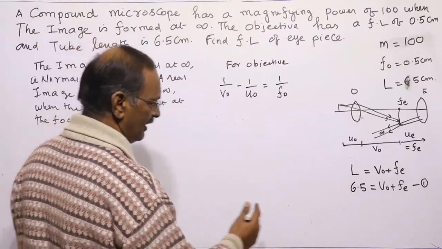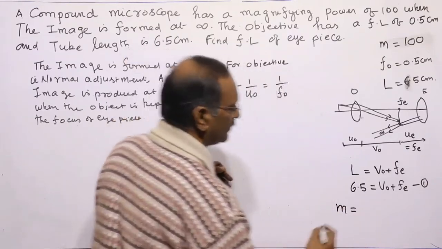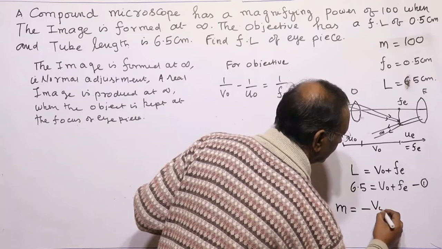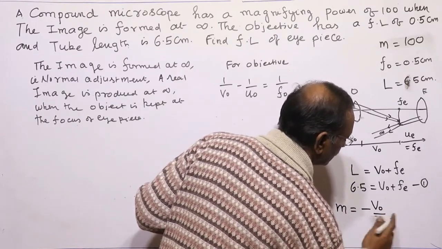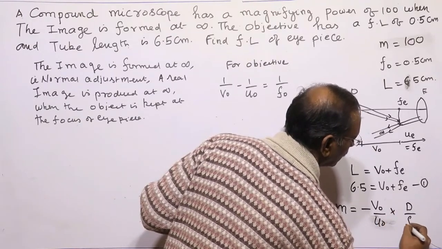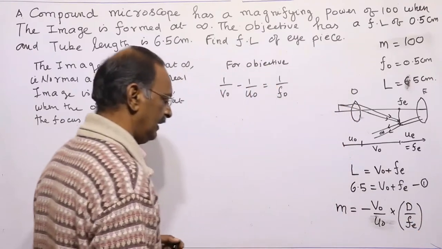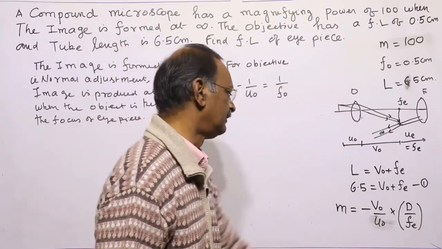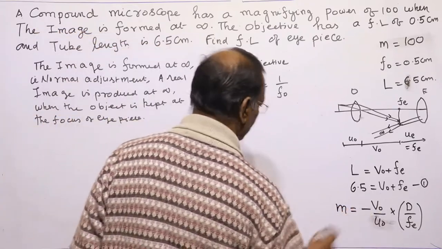Okay, now what is the magnification? Magnification for the relaxed eye is equal to minus V0 by U0 into d by focal length of the eyepiece, for a compound microscope when the image is formed at infinity. This is the equation for magnification. So we should find out V0 by U0.